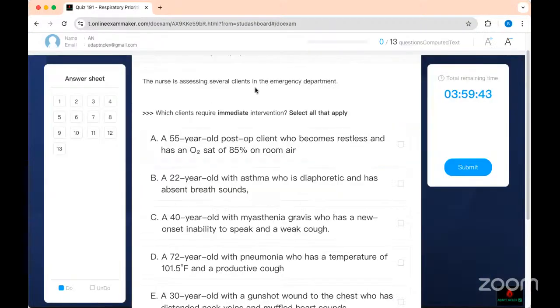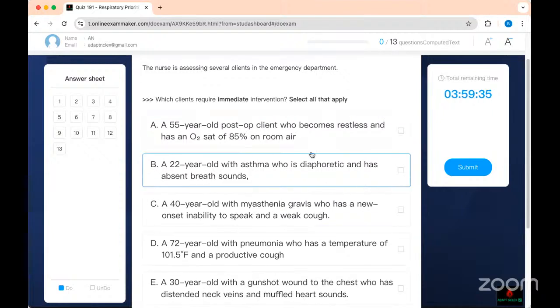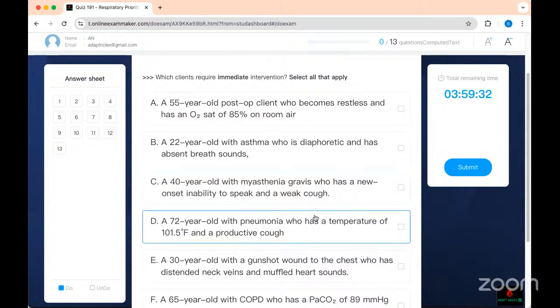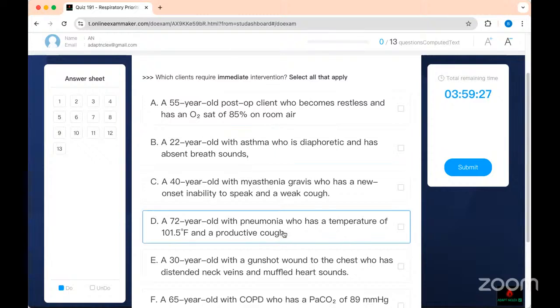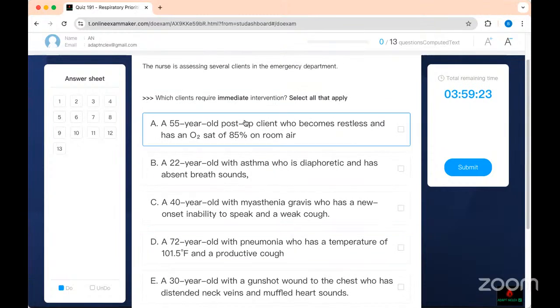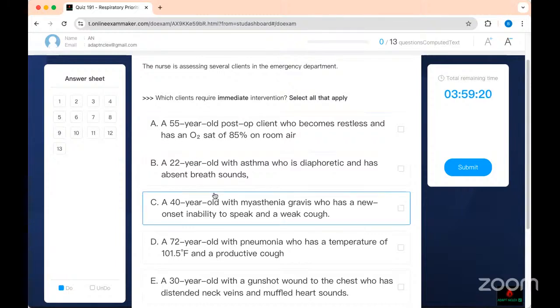The nurse is assessing several clients in the emergency department. Which client requires immediate intervention? It is select all that apply, so at least one of them may be correct, maybe needing intervention. Not all of them. You just pick the one you're really, really confident about. And as usual, it's a respiratory problem. All of them are airway issues, but not all of them are priority. So be careful. Just because he talks about oxygen doesn't mean he's right. These are little things, and you get your point and go away.